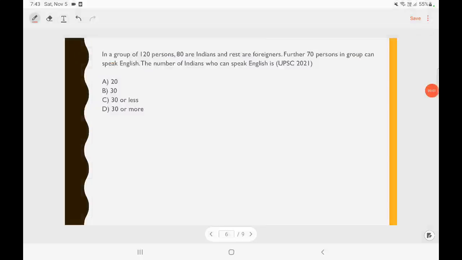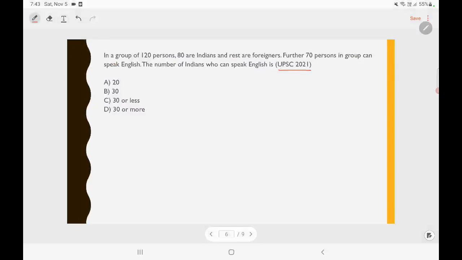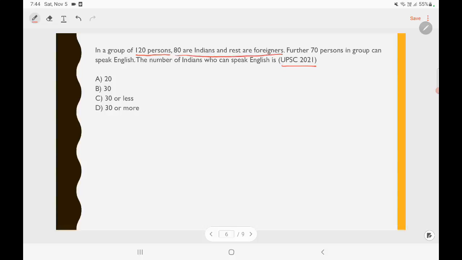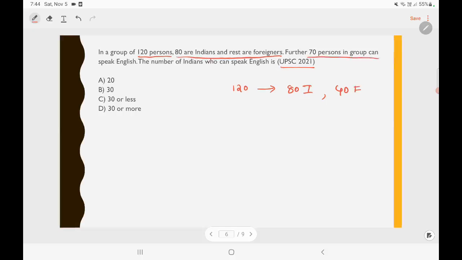So now let us look into a different question. This is a question from UPSC 2021. And to solve this question, you need to approach it in a different manner. So I will tell you how to do this. Here it is said that in a group of 120, 80 are Indians and rest are foreigners. So out of 120, 80 are Indians and 40 are foreigners. And further, 70% in the group can speak English. That means out of this 120, 70 can speak English and the rest, that is 50, cannot speak English. That is, they are non-English speaking.